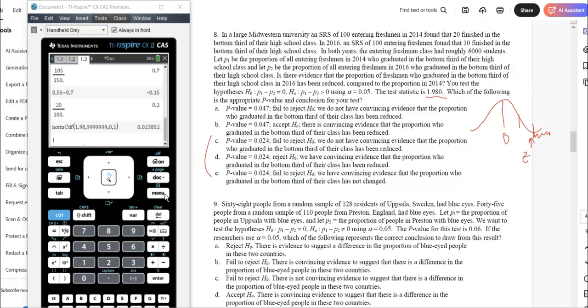So I know it's one of these. Those 2 are out. So its alpha is that. If it's 0.023, well, that's pretty small. We're going to reject, right? So we have convincing evidence that the proportion of graduates has been reduced. Okay, there we go.